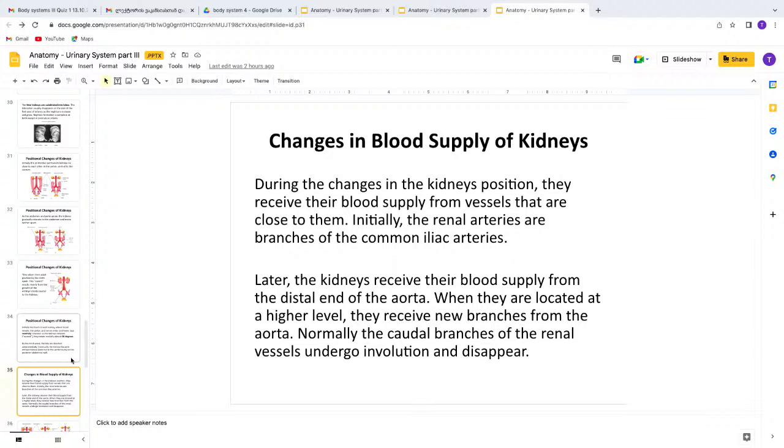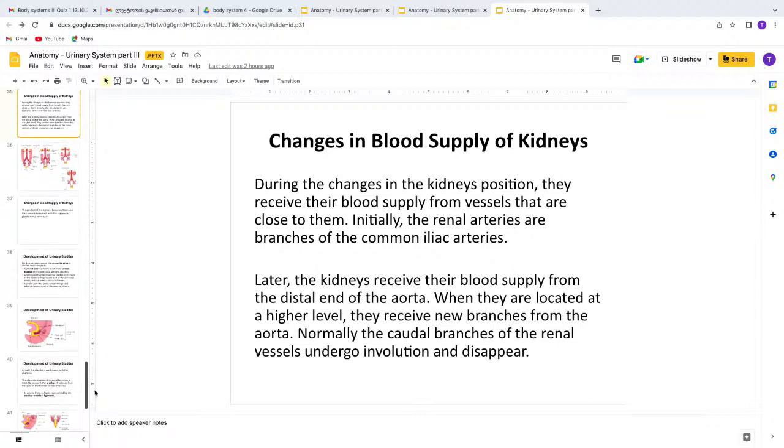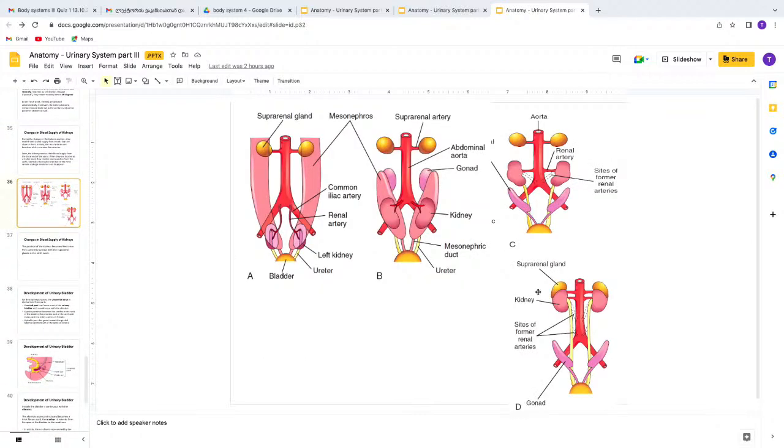And normally, the caudal branches of the renal vessels undergo degeneration and disappear. So the final point is that they receive blood supply from the renal arteries. These are the photos showing how they get the blood supply. When they were in the pelvic region, their blood supply was coming from the common iliac artery through the renal artery into the kidneys. Afterwards, again, the common iliac artery and renal arteries. Then the aorta, and then we have the renal arteries, right?